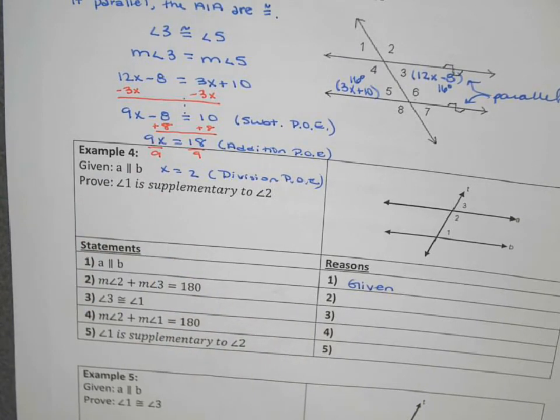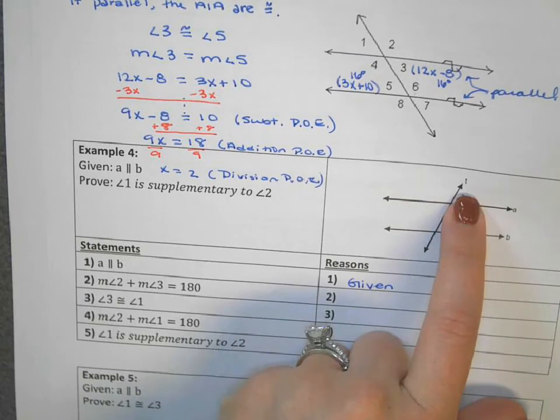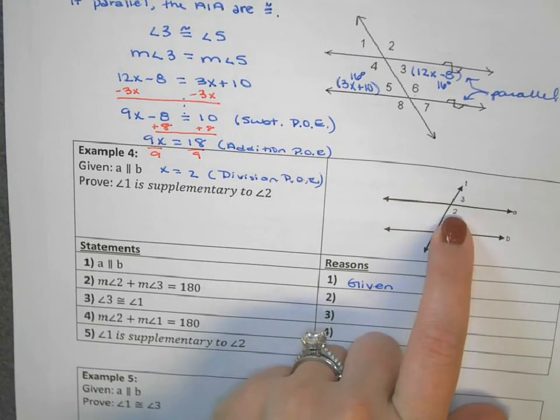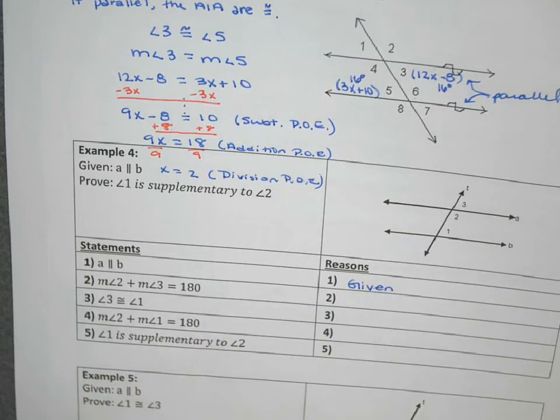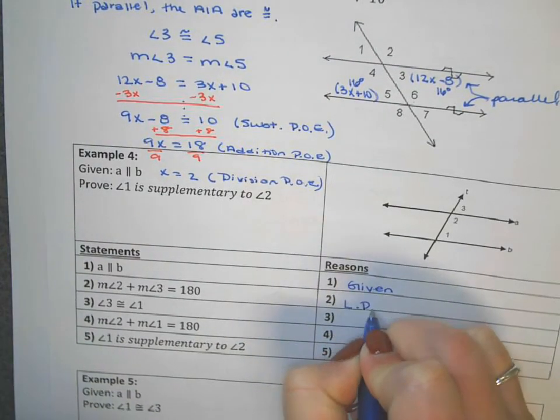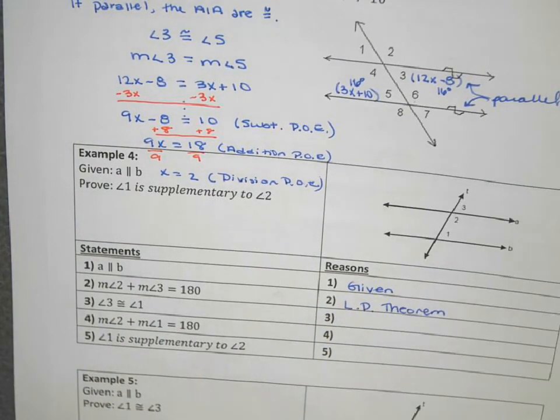Measure of angle 2 plus the measure of angle 3 is equal to 180. Why is it that 2 and 3 have to add to 180? The linear pair theorem. So the linear pair theorem tells you that 2 and 3 have to add to 180. Those are a linear pair. They must add to 180. Okay? We can use the linear pair theorem because we've already proven it. We proved that last unit. So it's allowed to go in a proof.